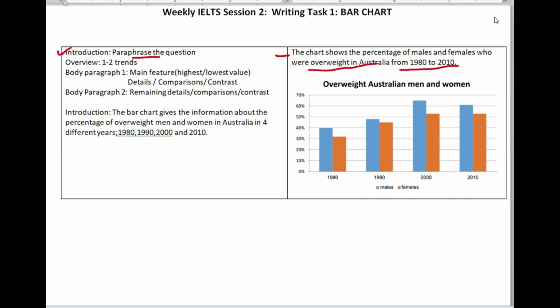In overview, we'll write 1 or 2 main trends that are being followed throughout the years, throughout the data. So here we can see that the first trend is that this blue bar is always higher than the orange bar. That means the percentage of overweight men is always higher than the percentage of overweight women. Secondly, there is consistent increase in the percentage of males and females who are overweight. So these are our 2 trends. To start the overview paragraph, we always use the phrase overall.